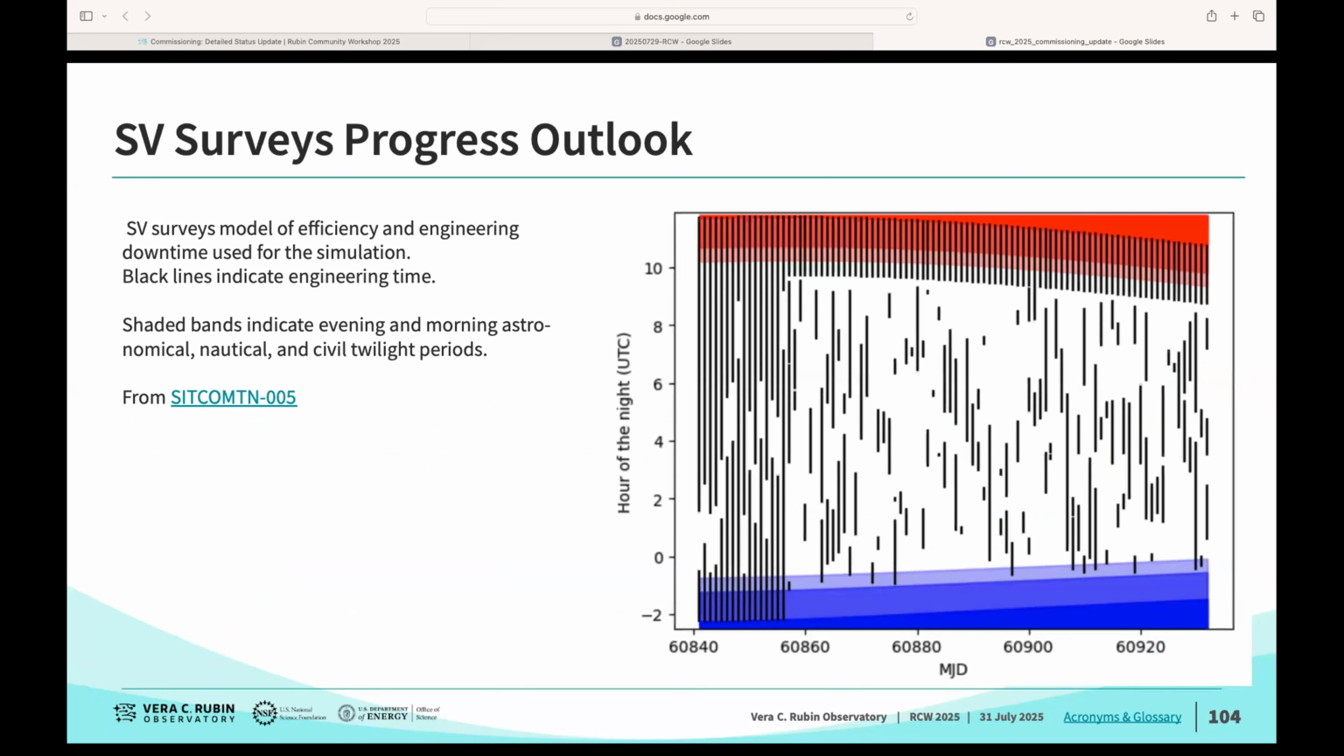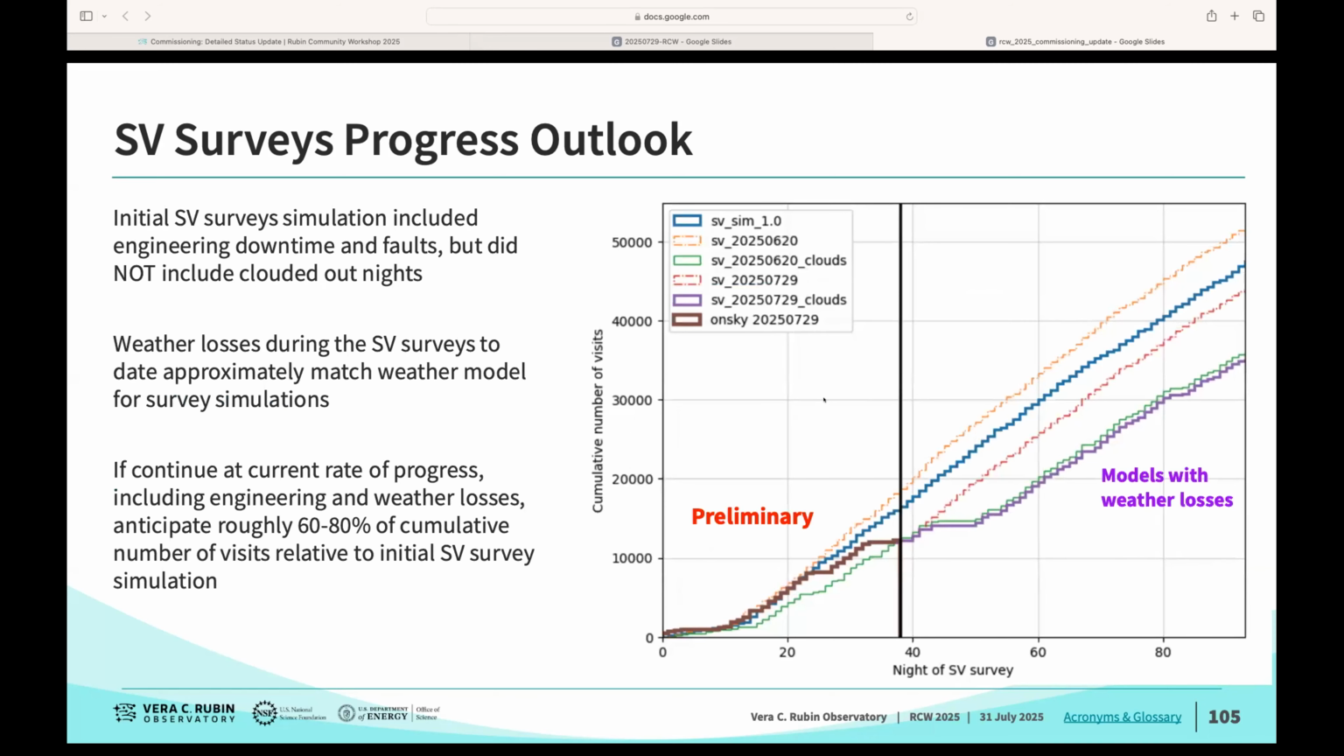This is a slide that's mainly shown for reference, just to show you in the SV surveys are basically taking into account in the simulations our expected downtime. And then if you go to the next slide, this is showing a forecast of where we expect we would land at the end of the SV surveys in mid-September.